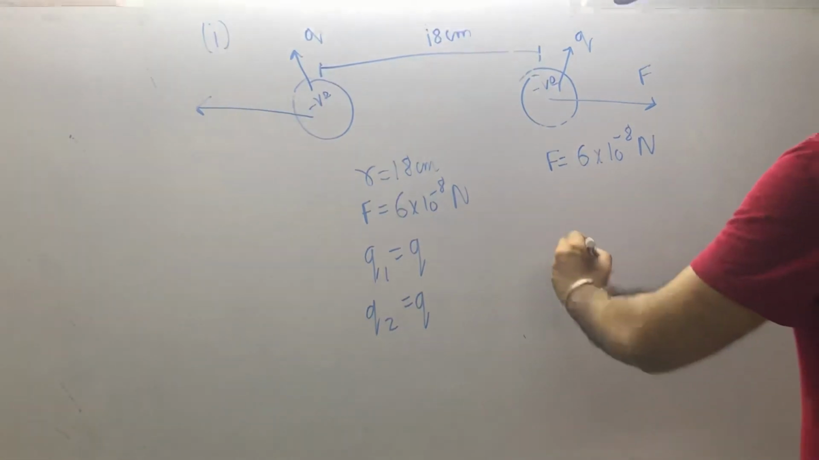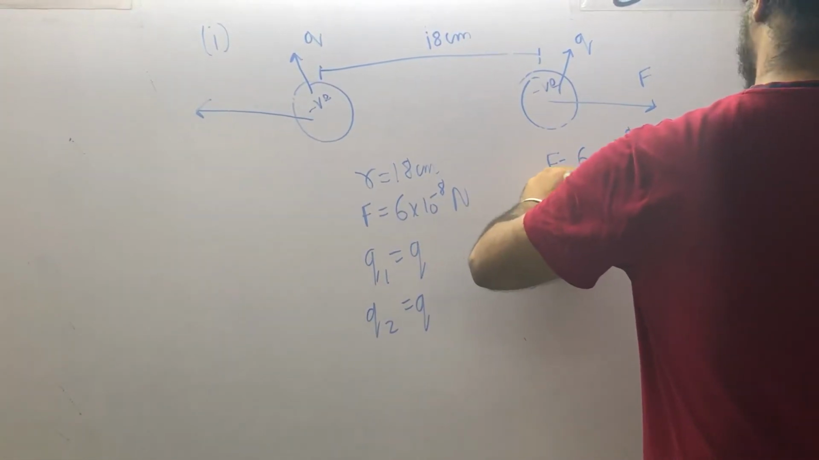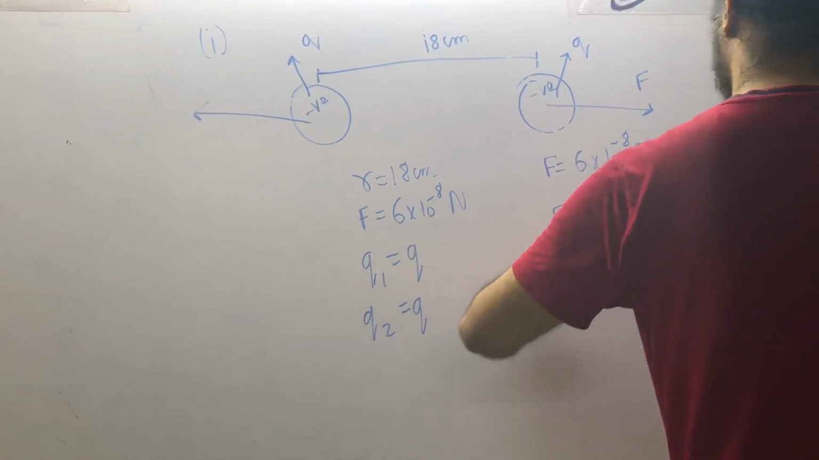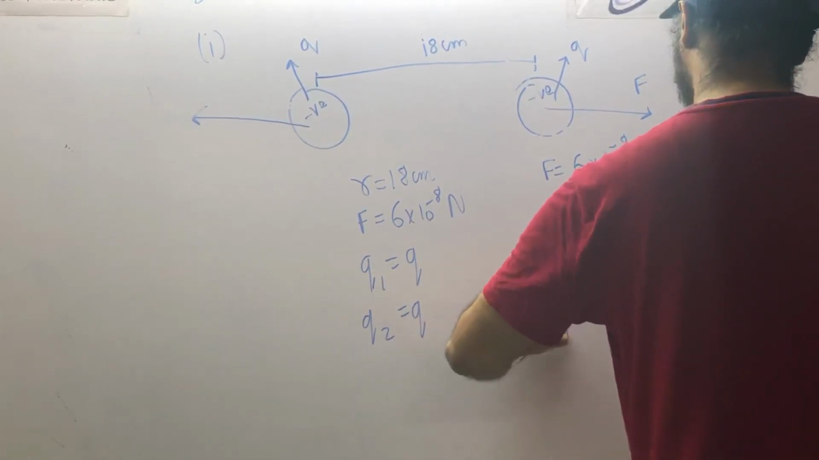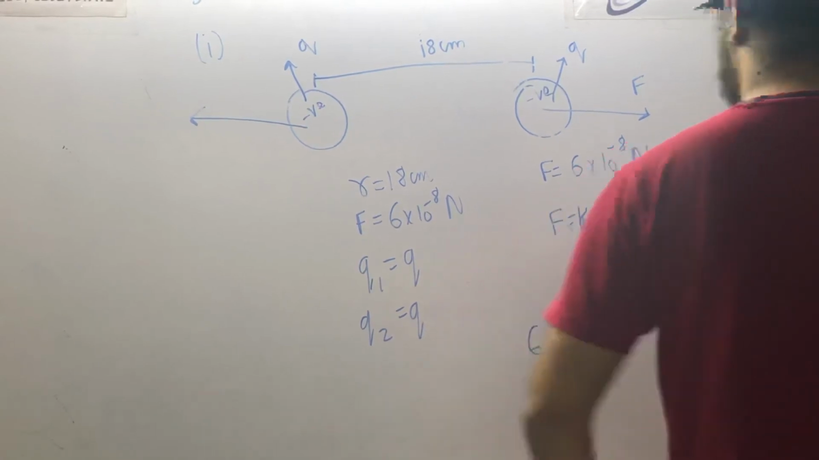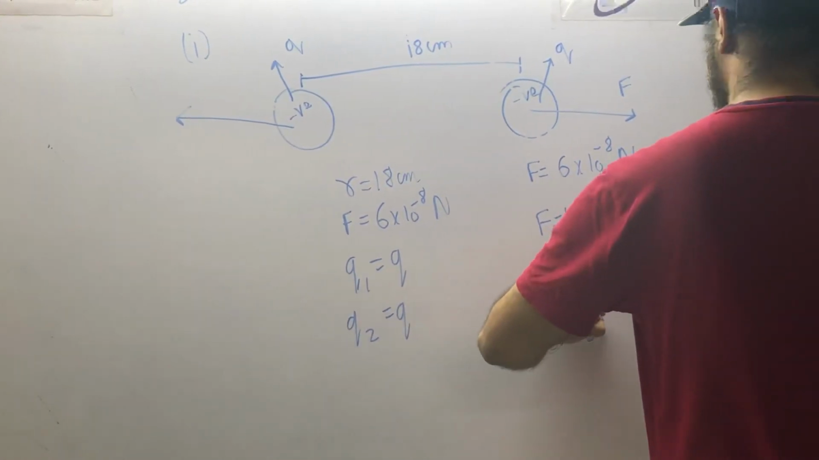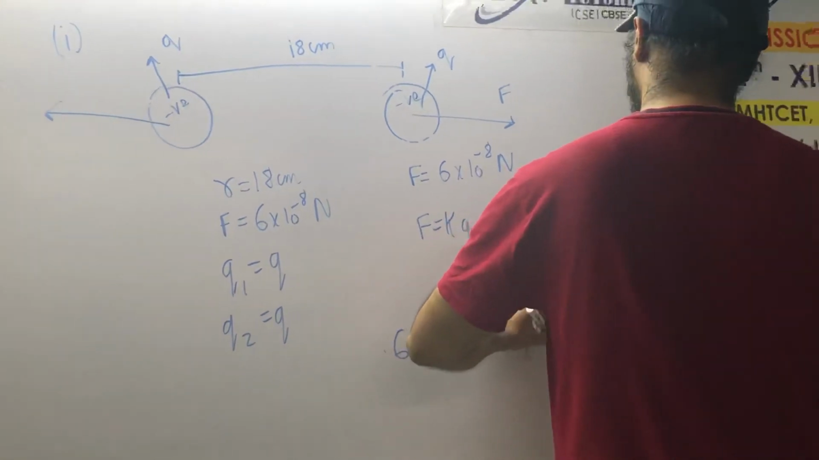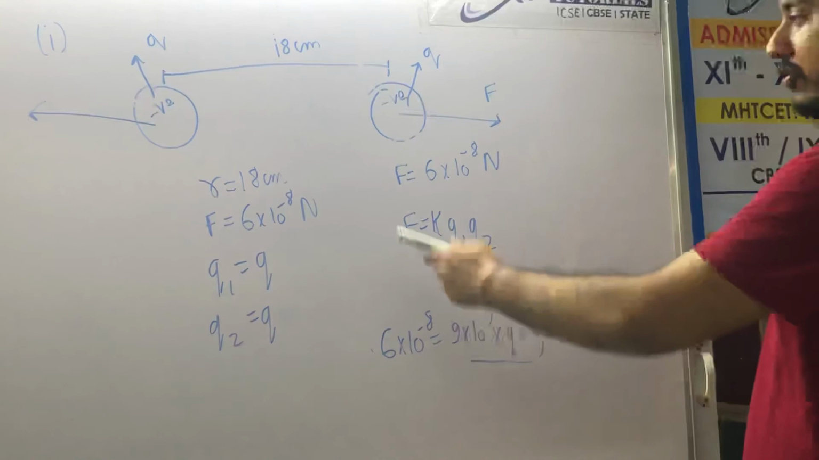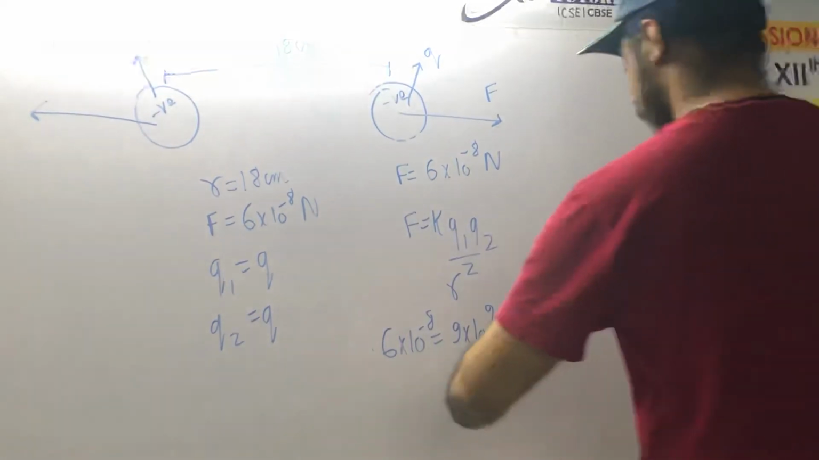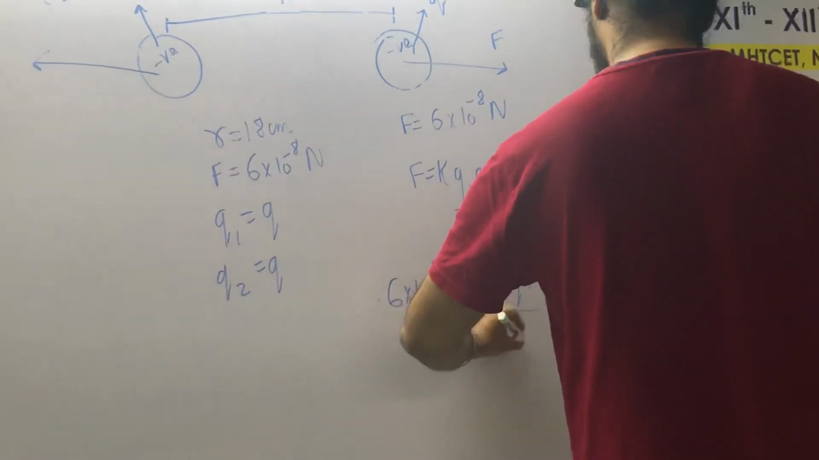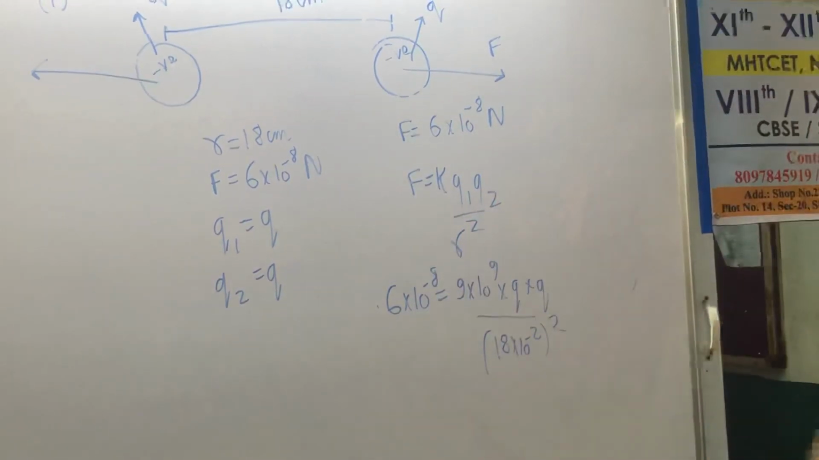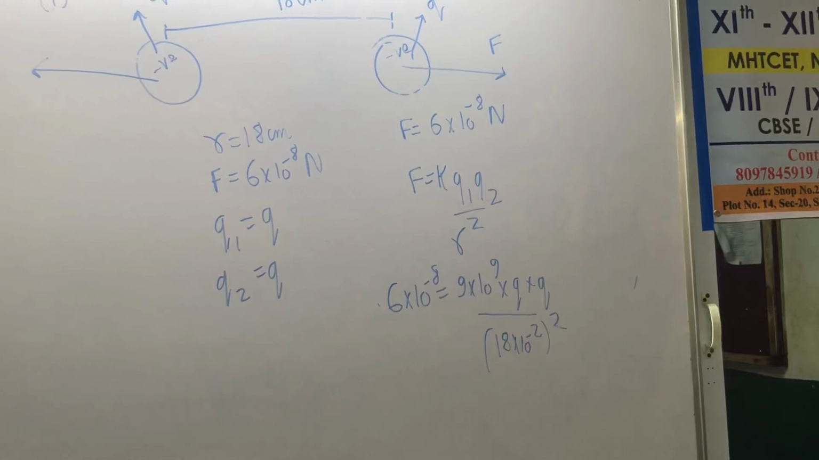Okay, so you know the formula. F is equal to K Q1 Q2 upon R square. F is 6 into 10 raised to the power minus 8. K is 9 into 10 raised to the power 9. Q1 is Q and Q2 is Q. And R is 18, but we will take it in meters. So 18 into 10 raised to the power minus 2, whole square. Okay, so this is the equation.